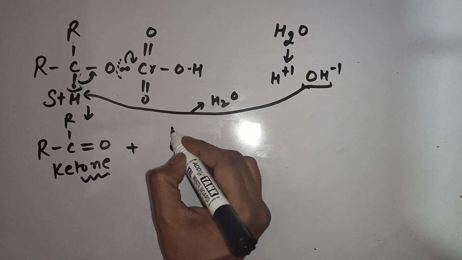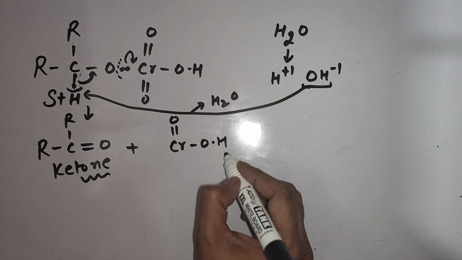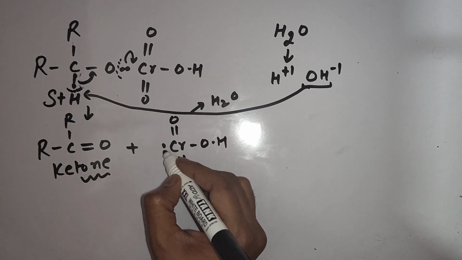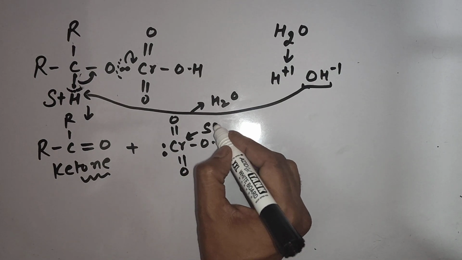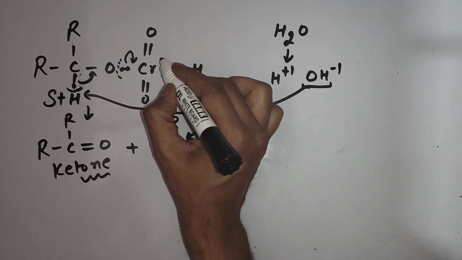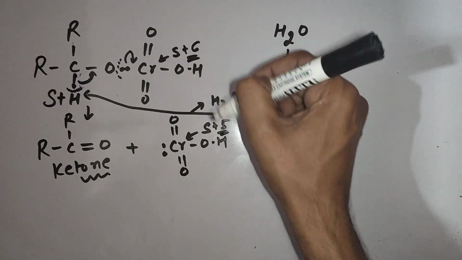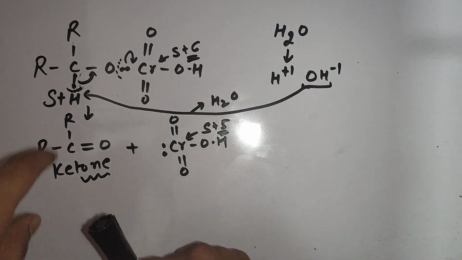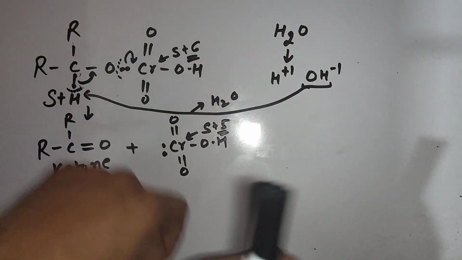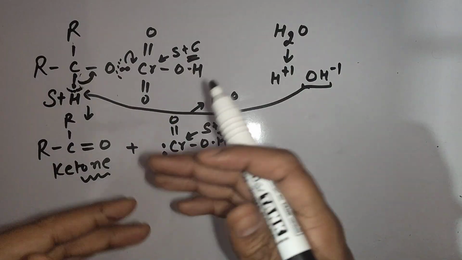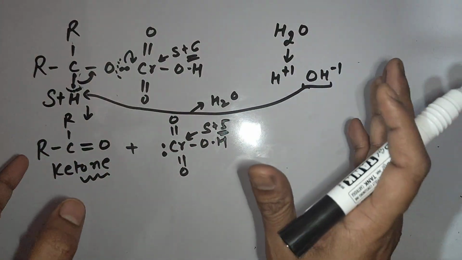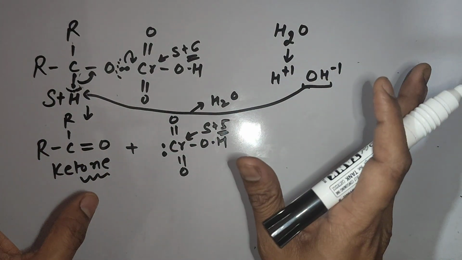And here we have a release of this particle in which chromium is showing +5 charge. Here it was partially +6. Reduction has happened there. Its oxidation has happened, its reduction has happened. So ketone will generate if you oxidize a 2-degree alcohol by K2Cr2O7. This is the first step.